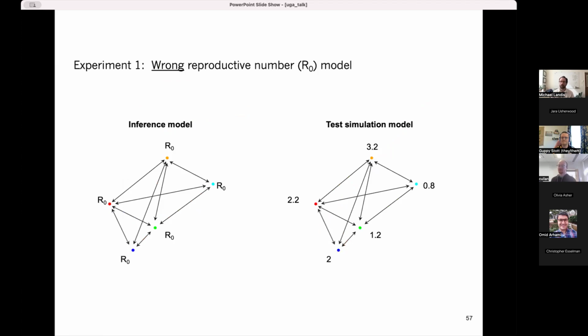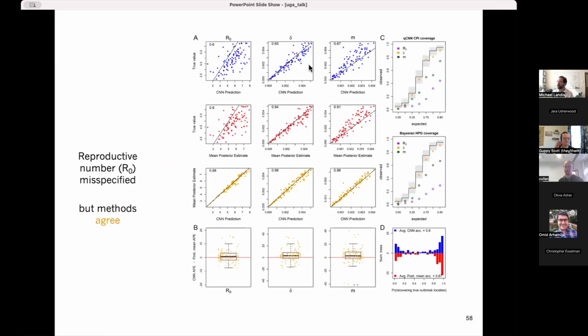So let's get to our model misspecification experiment. I need to hurry along because I think I'm running low on time. So here are our experiments. Let's misspecify the basic reproduction number. In this case, our models both get the answers wrong, but look, they agree in how they are wrong. They both are wrong in the same way when you look at the yellow lines.